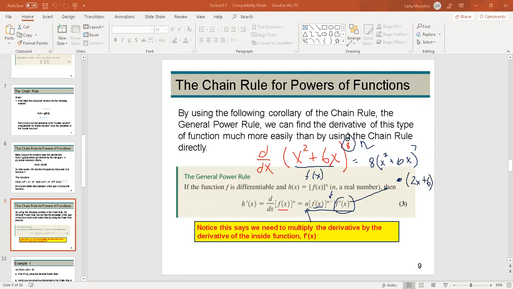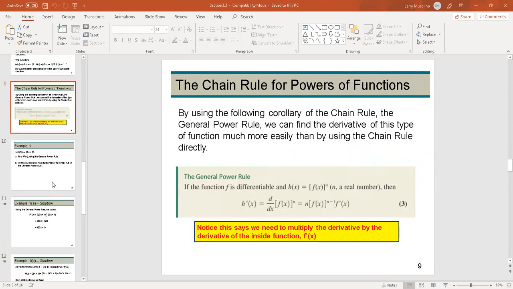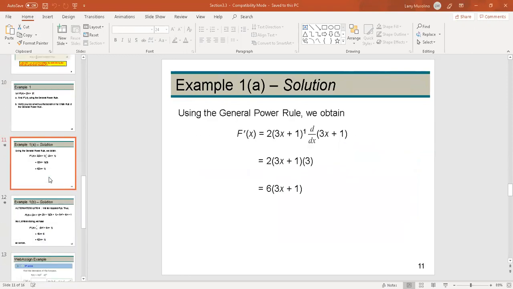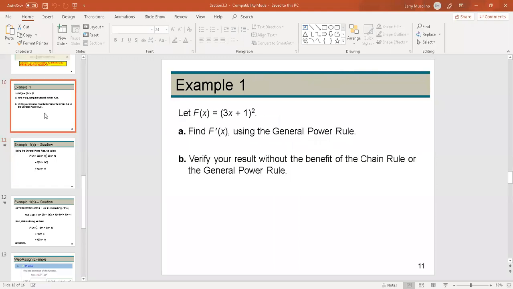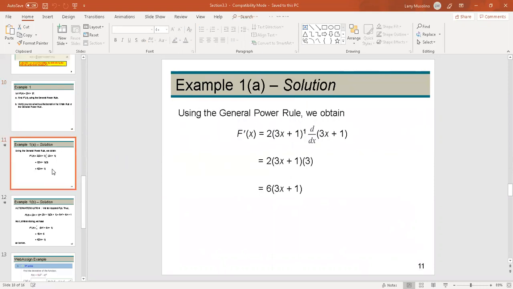Okay, let's do some more examples of the chain rule just to see some worked out applications. Let me jump ahead to this example. Here's a function, and it says take the derivative using the chain rule. Let me go to the next slide.